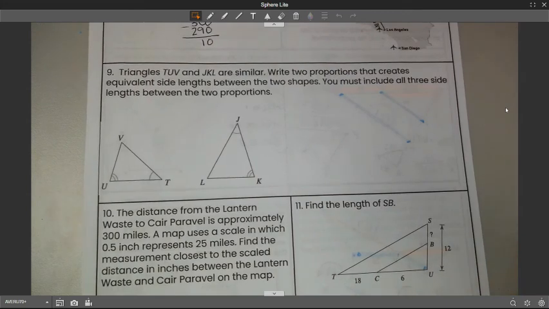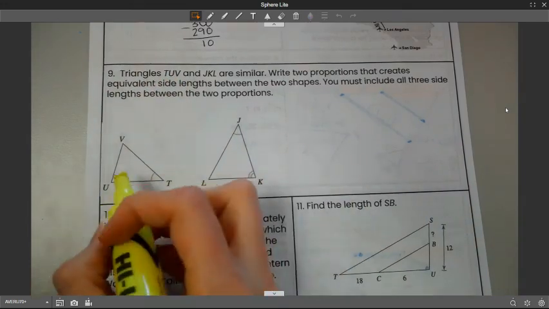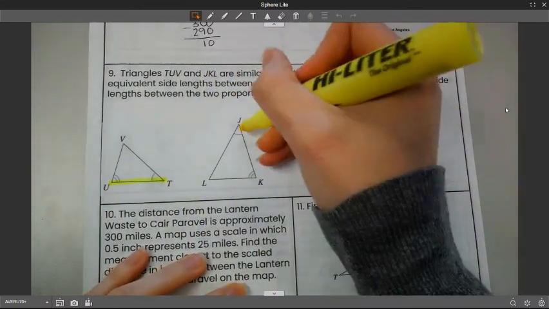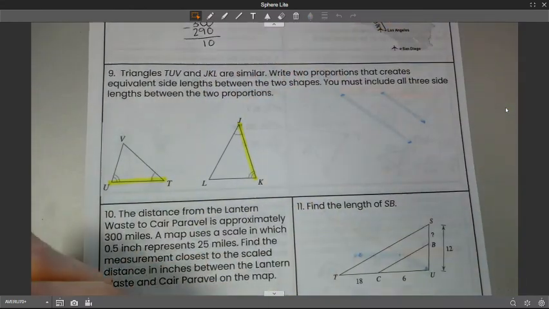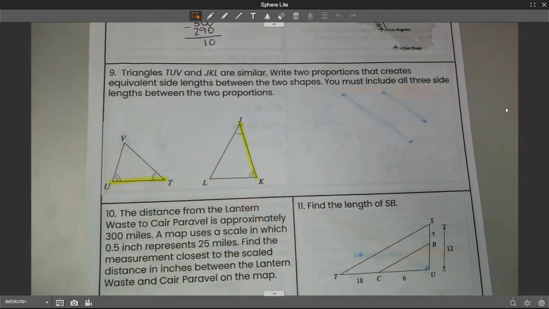So it says triangles TUV and JKL are similar. Write 2 proportions that create equivalent side lengths between the 2 shapes. You must include all 3 side lengths between the 2 proportions. All right, first thing we're going to do is identify which sides match each other. So TU are the first 2 letters of this triangle. So TU must match with the first 2 letters of this triangle, which is JK. So side length TU matches with JK. You can also notice that it's between the angle that has 1 arc and the angle that has 2 arcs. Okay, so those are 2 side lengths that match.